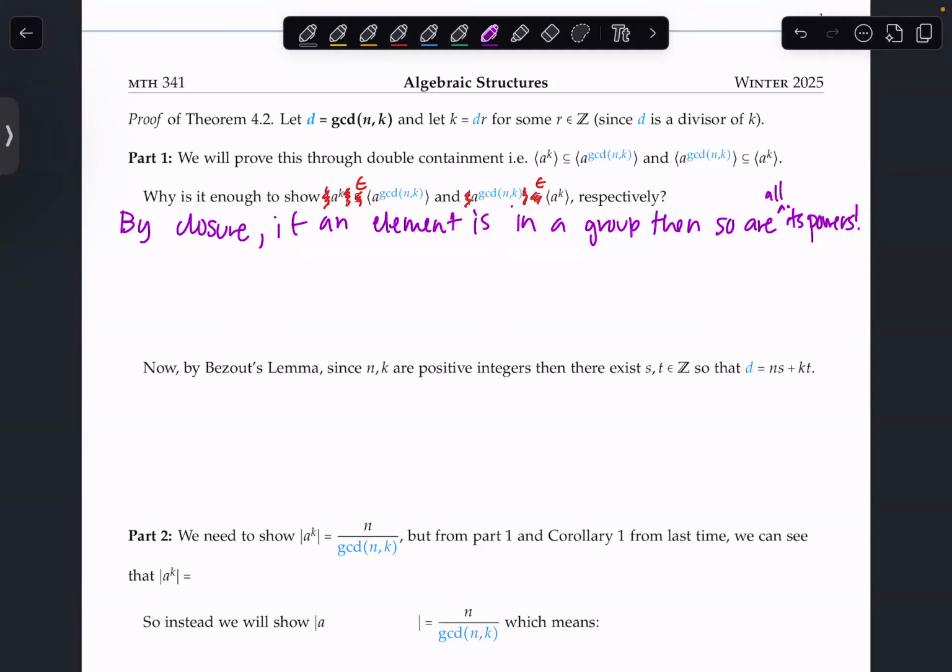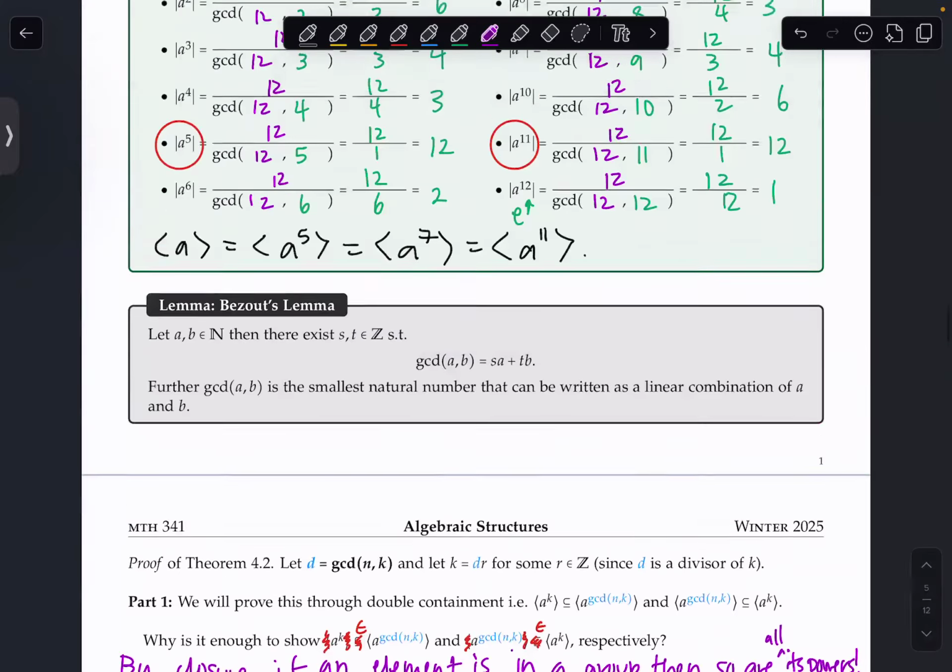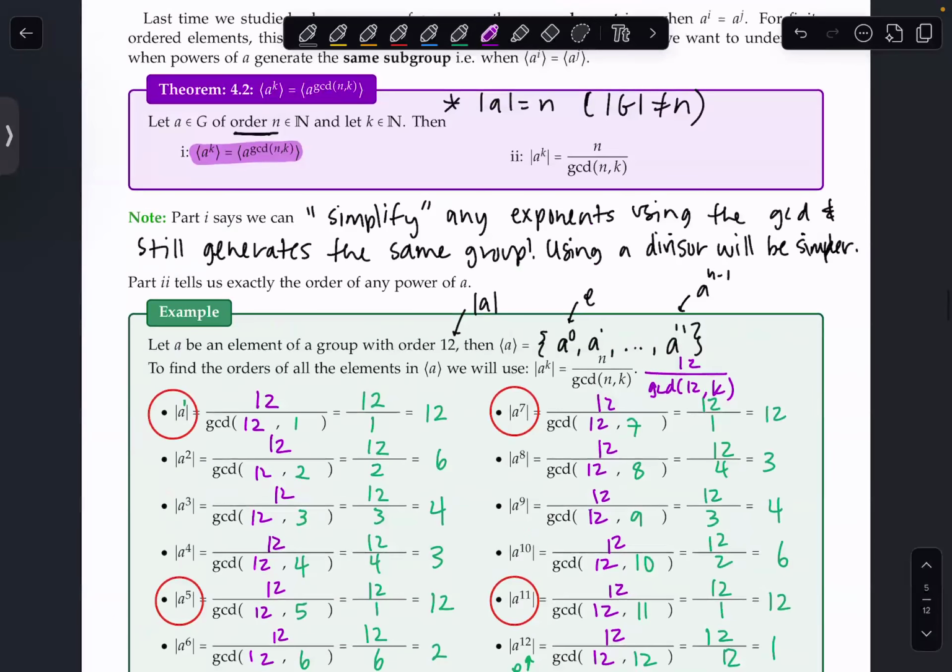And then let's think about our part 2. Our part 2 is about an order. Our goal is to show the order of a to the k is the specific number, the specific ratio that we have here. How do I show that? How do I show an element has a specific order? So let's say I wanted to show a had the order 3. What do I do?